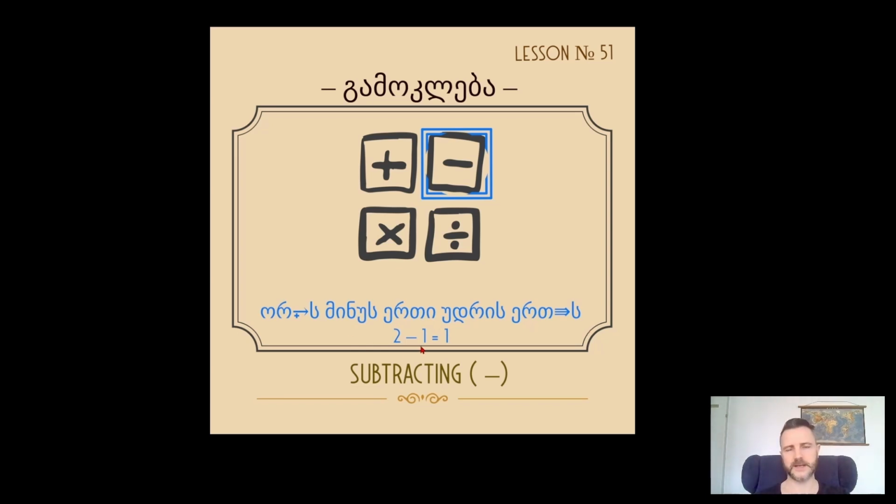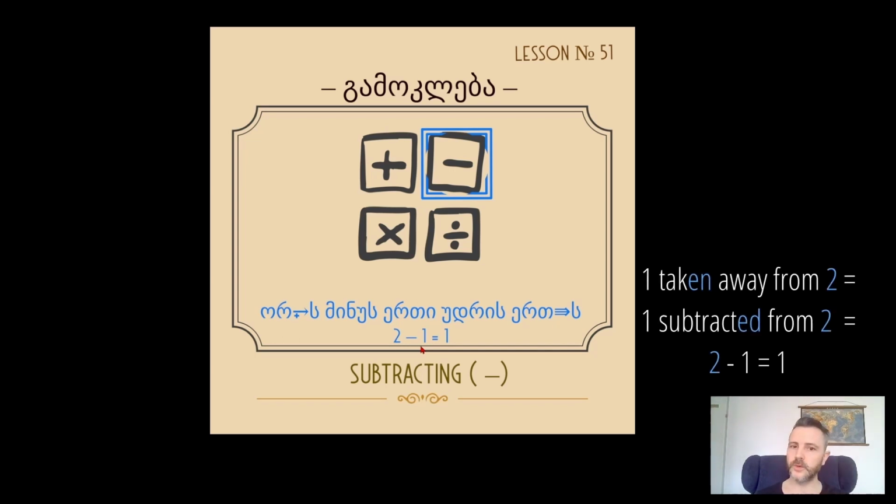But pause for a second. Think about when we say in English, taken away. So we would actually say 1 taken away from 2 equals 1. We would write it like this, exactly this way. But as we orally say, 1 subtracted from 2 equals 1. We've moved the numbers in our head because we've used a verb that's more complex than simply minus.